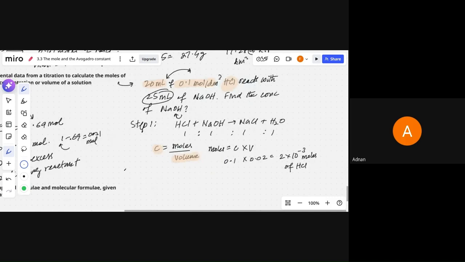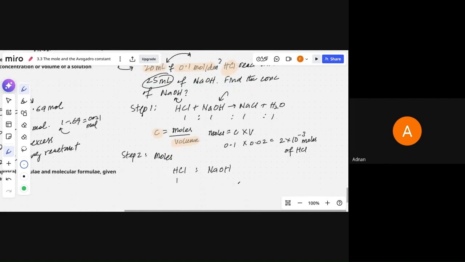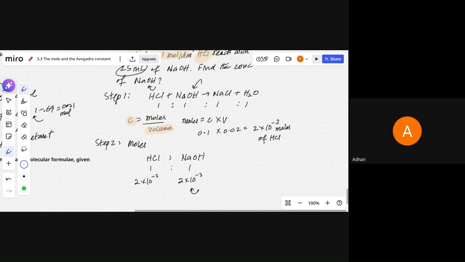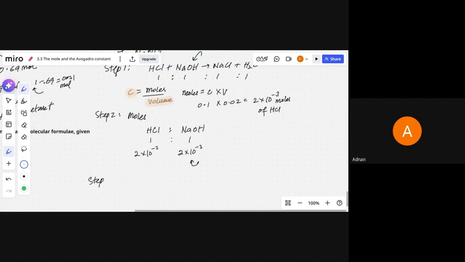So now we use the mole ratio from the balanced equation to find the moles of the other reactant. So it's 1:1. So if the moles of HCl are 2 times 10 to the negative 3, the moles of sodium hydroxide will also be 2 times 10 to the negative 3. Now that we have moles of sodium hydroxide, step 3 is very simple: calculate the concentration.